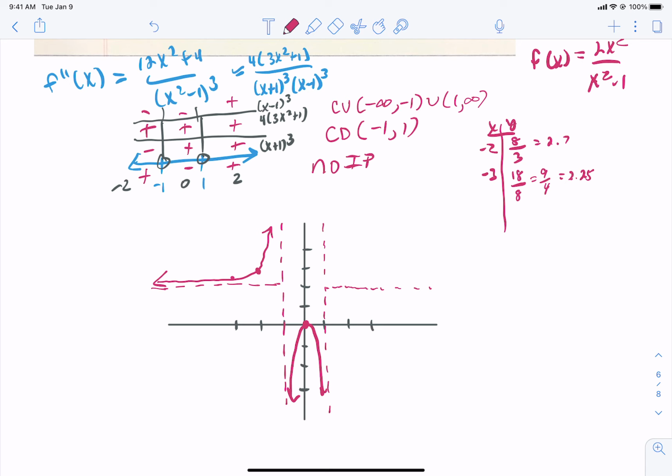Now, let's remember the symmetry. We should be able to fold this over the y-axis, and this piece should have a matching image over here. So we shouldn't have to plug in any points. We know that this is going to be 2.7 and this is going to be 2.25. And so what was that piece? It was decreasing, concave up. But what could you do if you wanted? Plug in 2, plug in 3. Guess what you're going to get? 2.7 and 2.25. So the symmetry can help you. The plus or minus charts can help you. And if all else fails, plug in some points.